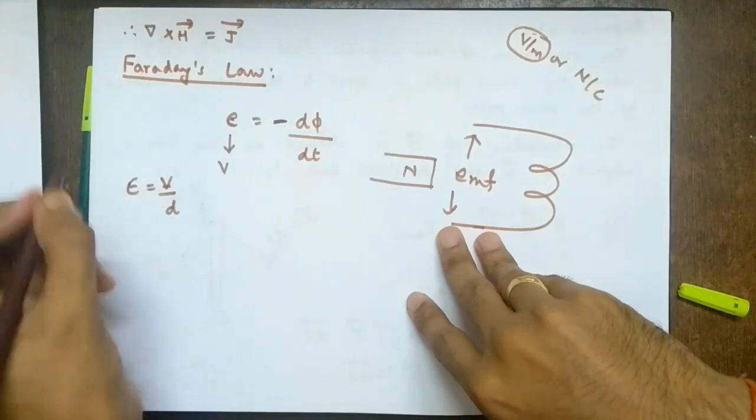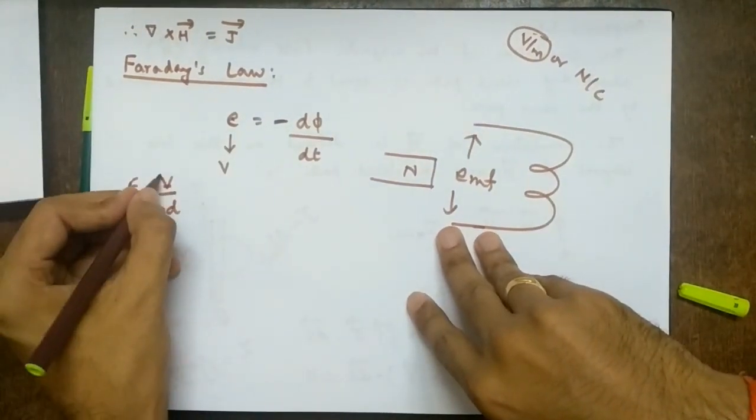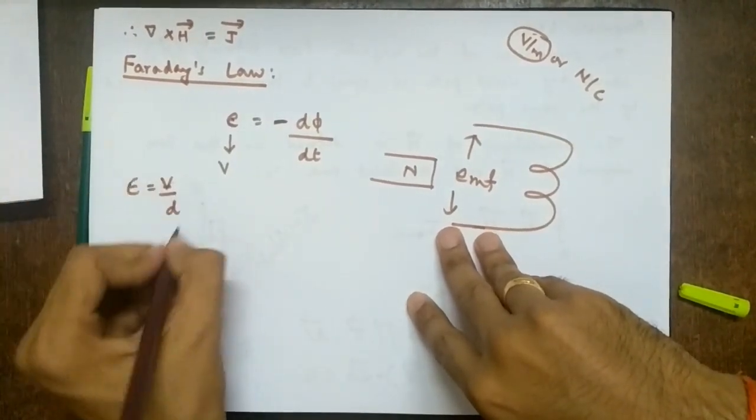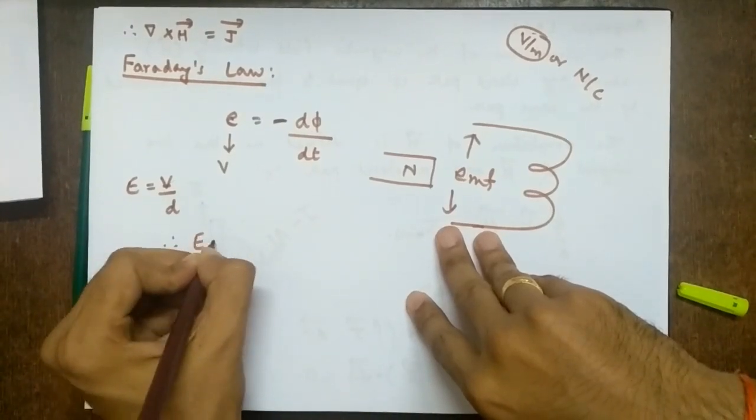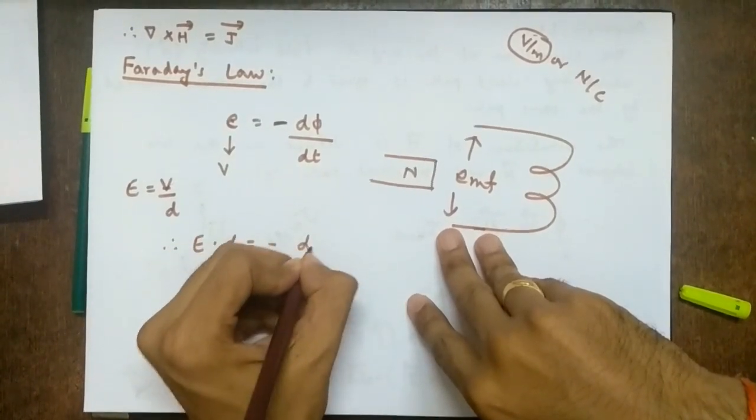So I am using this formula, V by D. So what will be V? That is E in this case, E into D. So I'll write therefore E into D equal to minus dφ by dt.